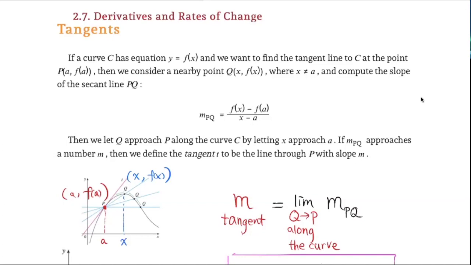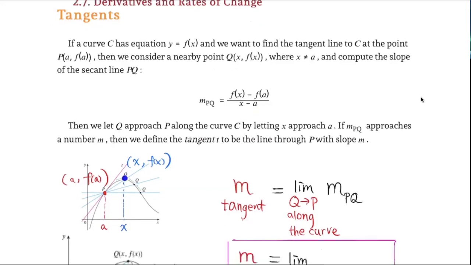Let's say a nearby point Q here, where this Q has x coordinate x, y coordinate f of x, where this x is not the same as this a, so they're not the same point. We compute the slope of the secant line PQ. According to the slope formula, y2 minus y1 over x2 minus x1, that will be equal to f of x minus f of a over x minus a.